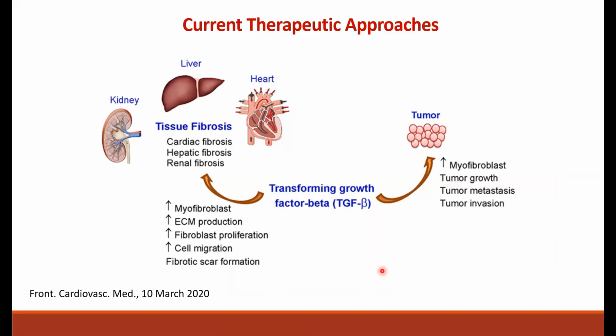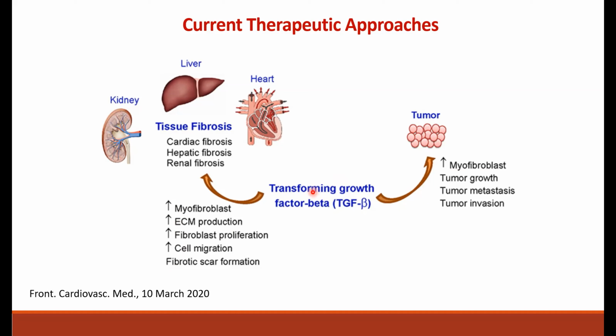So from the current therapeutic approaches, TGF-beta, which is a very, very well-known cytokine that actually moves towards causing fibrosis, you can see that it's present in all kinds of fibrosis, in renal fibrosis, liver fibrosis, or cardiac fibrosis. It increases the myofibroblast, ECM production, fibroblast proliferation, cell migration, and scar formation. But TGF-beta is also required for wound healing. So this is a very perplexing question to any scientist.